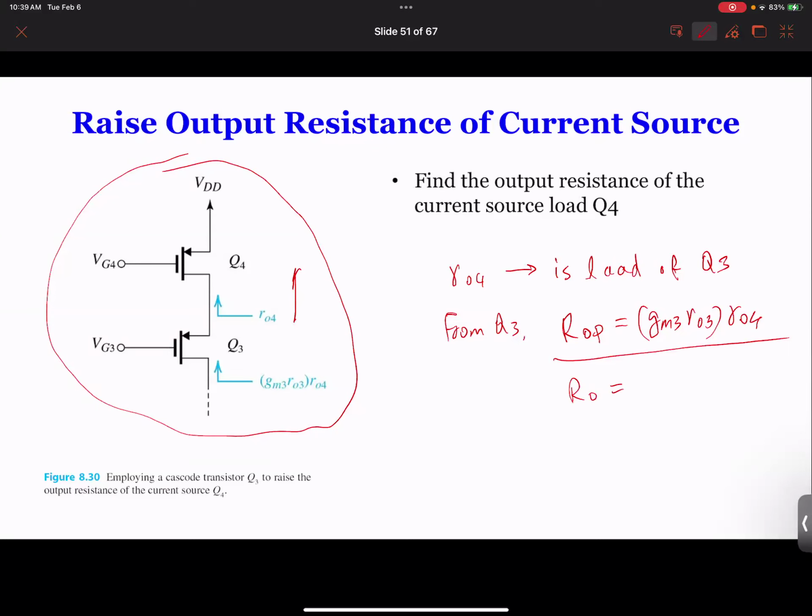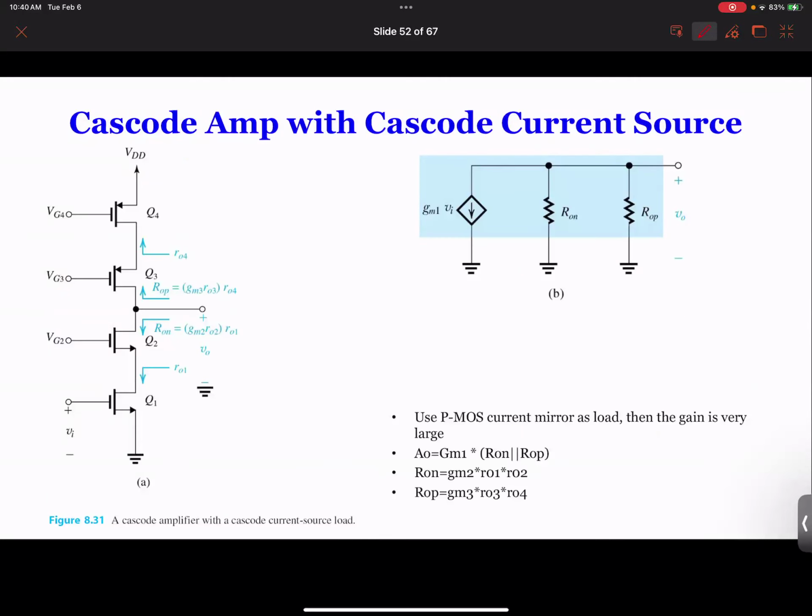Now, if we add the NMOS later on, that was GM2 RO2 times RO1. So if we add N over here, this is from the previous page. With this, if we add this to the previous, we get the equivalent circuit. What we get is now very simple.